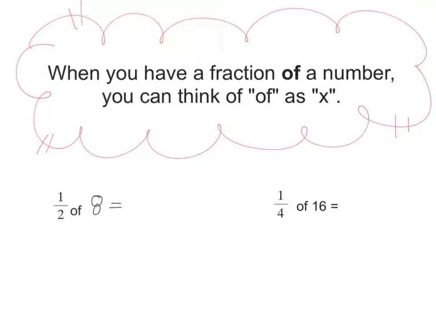Here's something very important. I want everyone to write this sentence down. When you have a fraction of a number, like half of 8, you can think of the word "of" as being a multiplication sign. So if we wanted to change 1/2 of 8 into a multiplication equation, I could just take out the word "of" and replace it with a multiplication sign. So it'd be 1/2 times 8. So that word "of" just means multiply.